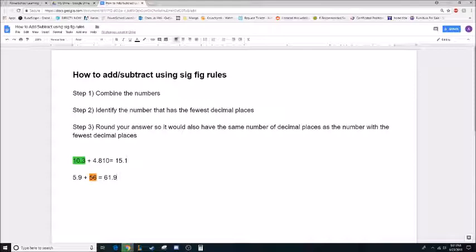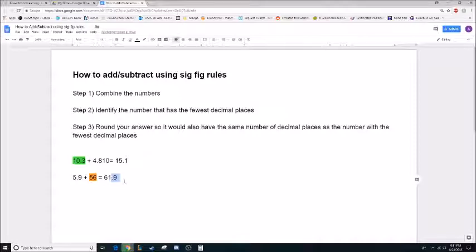And step 3 tells us we're going to round our answer, so my answer would have the same number of decimal places as the one with the least decimal places. So since 56 has 0 decimal places, that means my answer is going to have 0 decimal places. So I know it's going to cut off right here. I'm not going to have the 0.9.